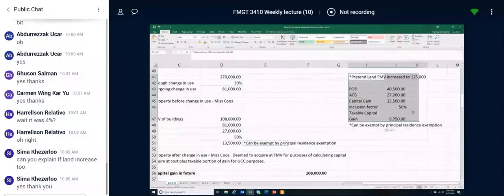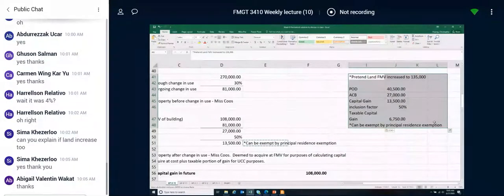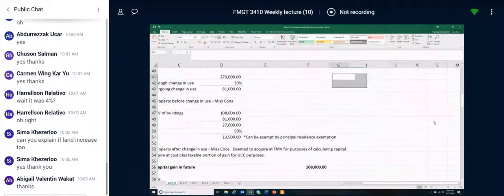I'm going to delete this though, because obviously the rest of the question, the land did not change in value. So I'm going to delete this. 5, 4, 3, 2, 1. Okay. Done.